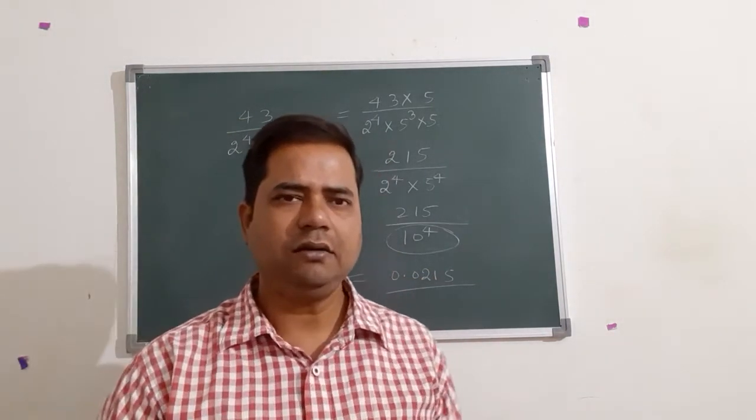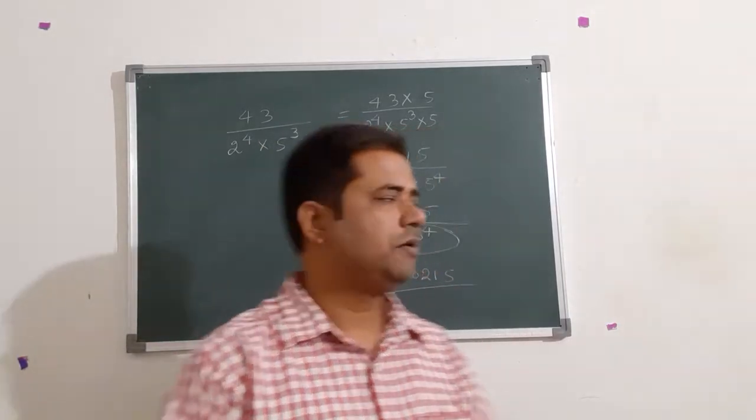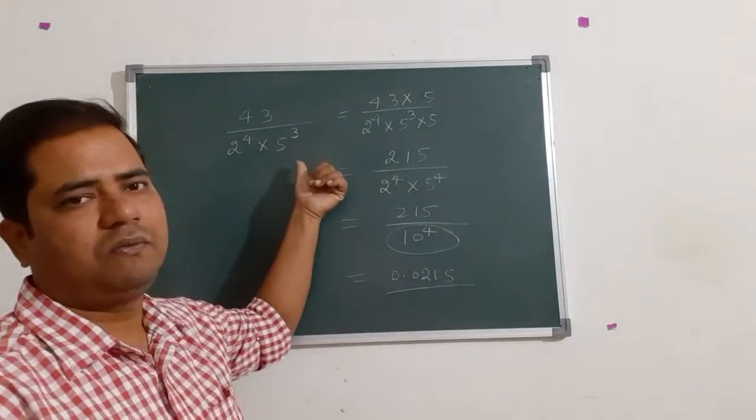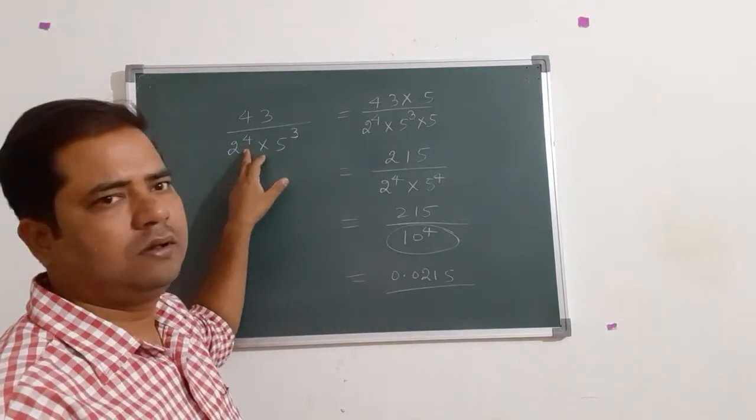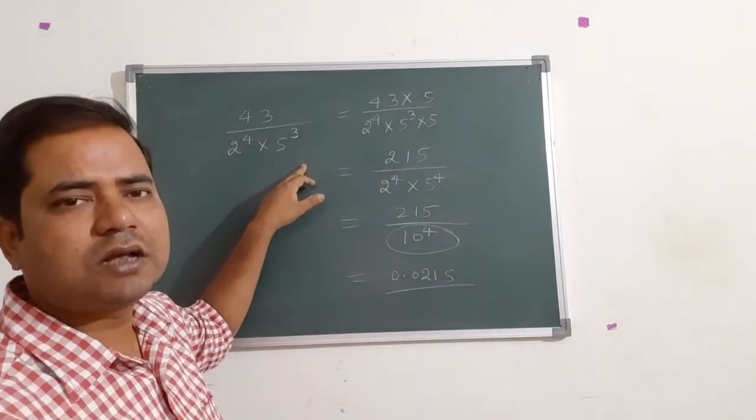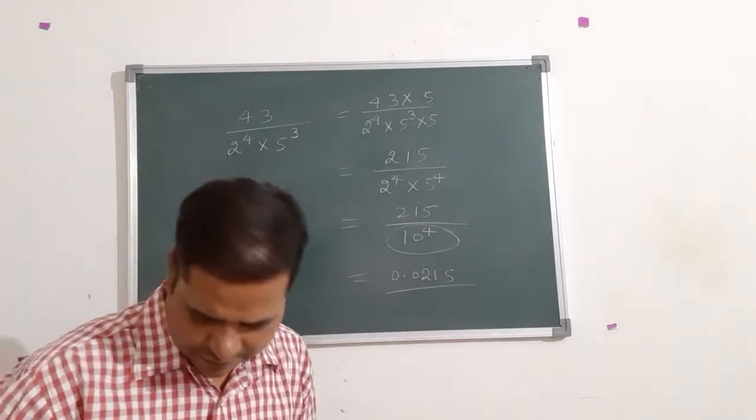Maybe you understand? Okay. So what you see here is the maximum power of 2 or 5. If 2 power 1, 5 power 3, then it terminates after 3 places. Okay, note it down.